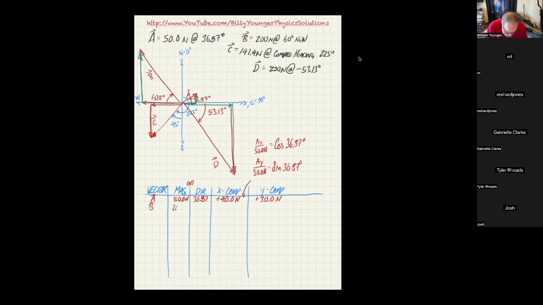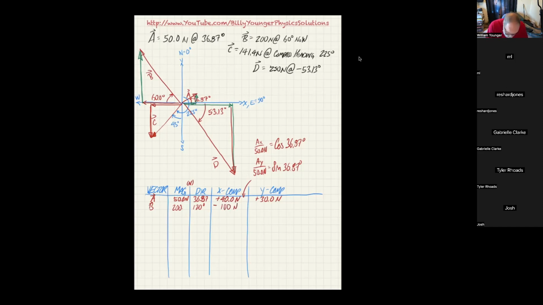So when we see, for instance, on B, I'm going to say B has a magnitude of 200 newtons. It has a direction of 60 degrees north of west. So we might actually call that 120 degrees. That would be acceptable. And I'm going to say 200 times. Now in this place, the x component is definitely negative, so I'm going to force a negative right there. And I'm going to say 200 times cosine 60. And that gives me negative 100 newtons.